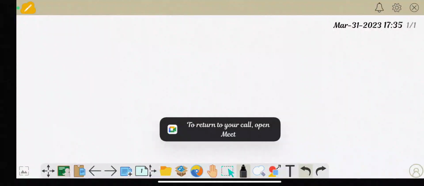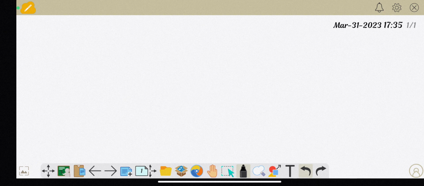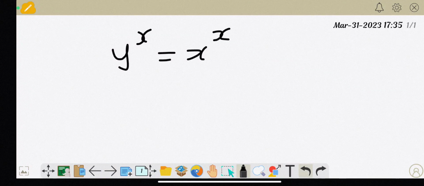So here, question number 13. I have told you how to solve it, right? Last class I have solved it. So y to the power x is equal to x to the power y. If you get this kind of problem, what approach you have to follow? Apply log on both sides. Correct.